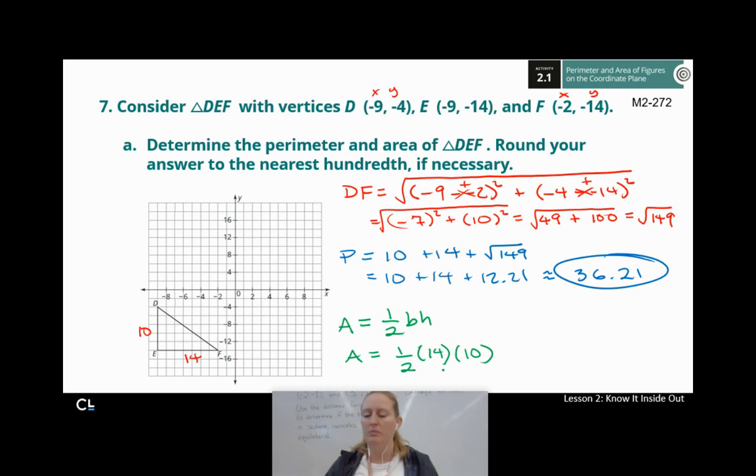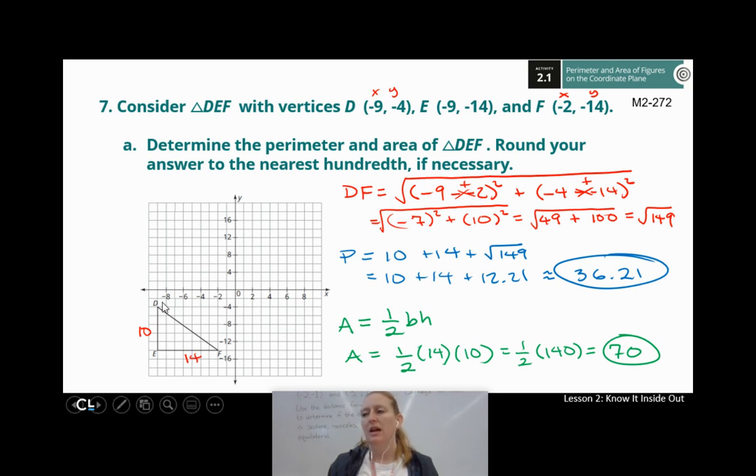And yeah, I'm going to use my calculator. 14 times 10 is, of course, 140. And if I cut that in half, if I divide that by 2, oh dear, it helps if I hit the right buttons, doesn't it? If I divide that by 2, I get an area of 70. So it's going to be 36.21 units to get around my triangle, but I can fit 70 square units inside of my triangle, which is kind of snazzy. I like that.